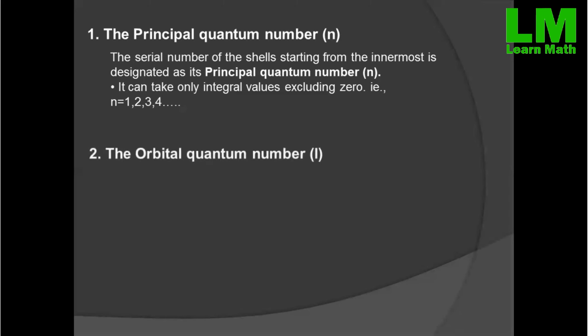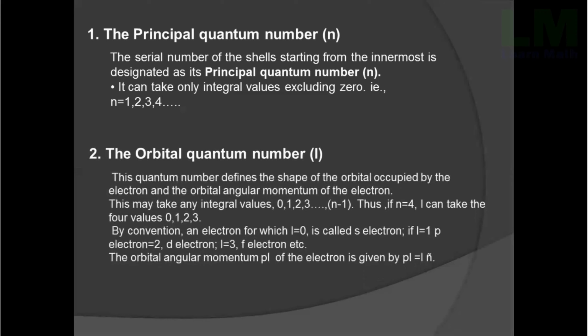The second is the orbital quantum number, denoted by L. This quantum number defines the shape of the orbital occupied by the electron and the orbital angular momentum of the electron. It may take any integral values 0, 1, 2, 3, up to n minus 1. Thus, if n is equal to 4, L can take the four values 0, 1, 2, 3.